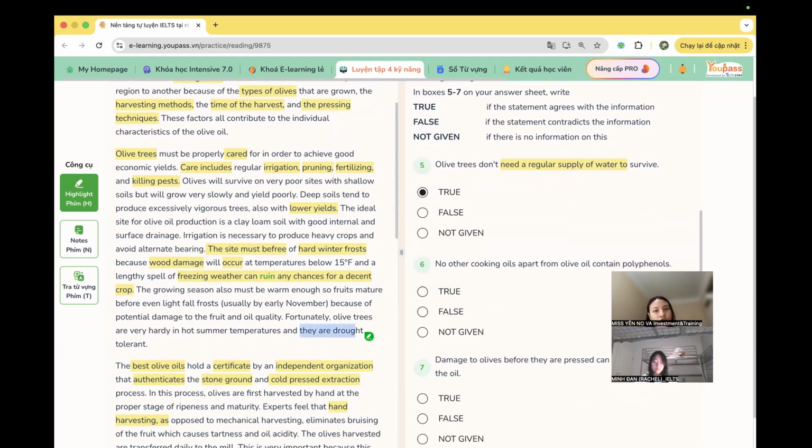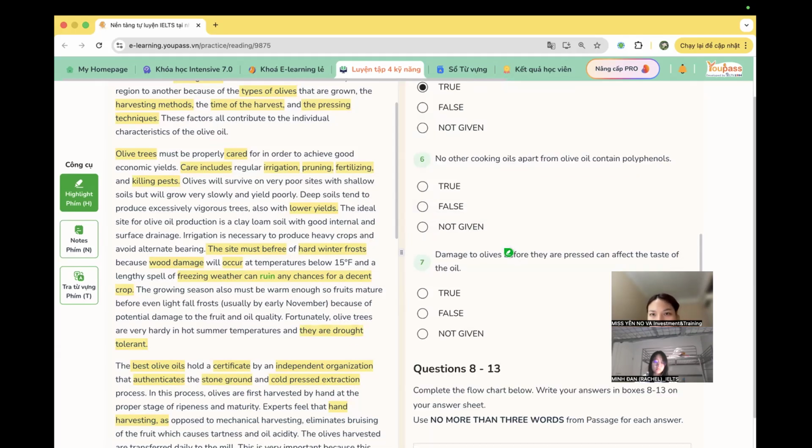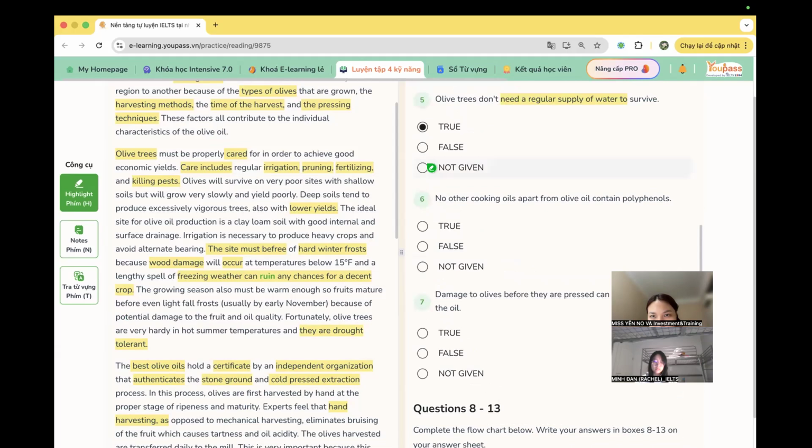Since they are drought tolerant. You understand drought tolerant? That means last week or even the week before, we also had another reading about olives, and they accept weather conditions without rain. You remember that? Yeah, maybe we have a look at it later. Okay. So they agree to develop without rain. They are drought tolerant.